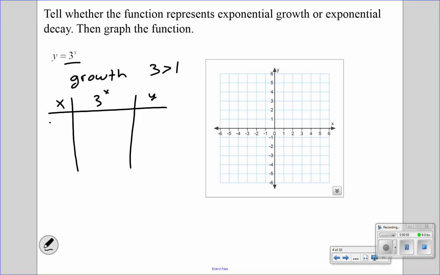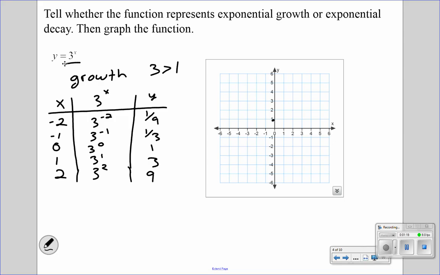So we're going to use -2, 3 to the -2 is 1/9. -1, 3 to the -1 is 1/3. 0, 3 to the 0 is 1. 1, 3 to the 1 is 3. And 2, 3 squared is 9. Then we can graph our function.